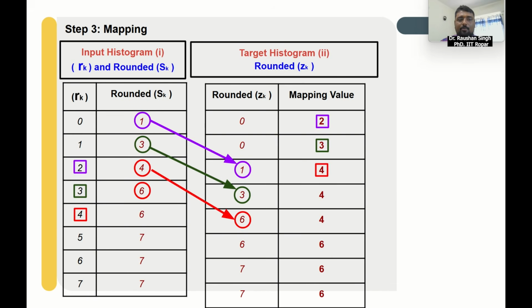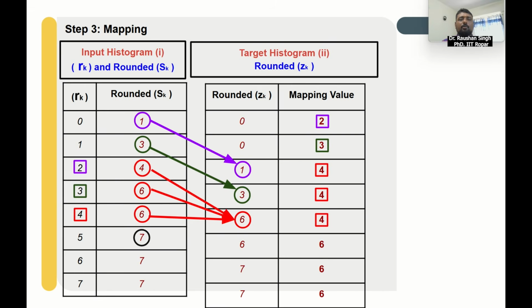Now, what is the next value? 6. For 6, the value is already available. The corresponding value of 6 is 4, so we'll be taking the 4 value again here. Again, for the next 6 also, we'll do the same.